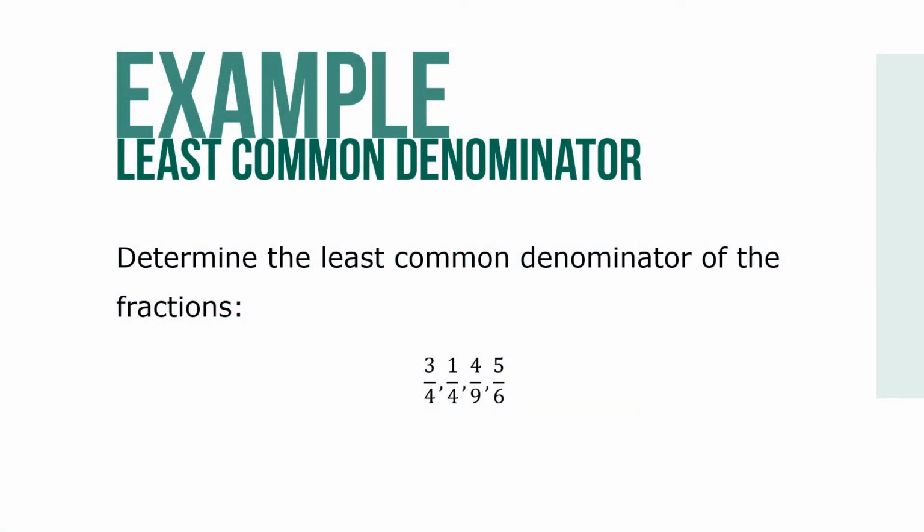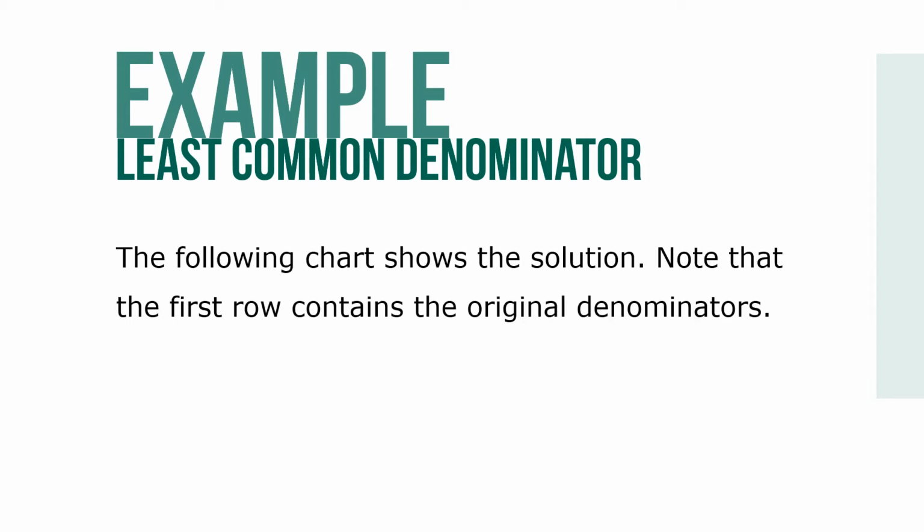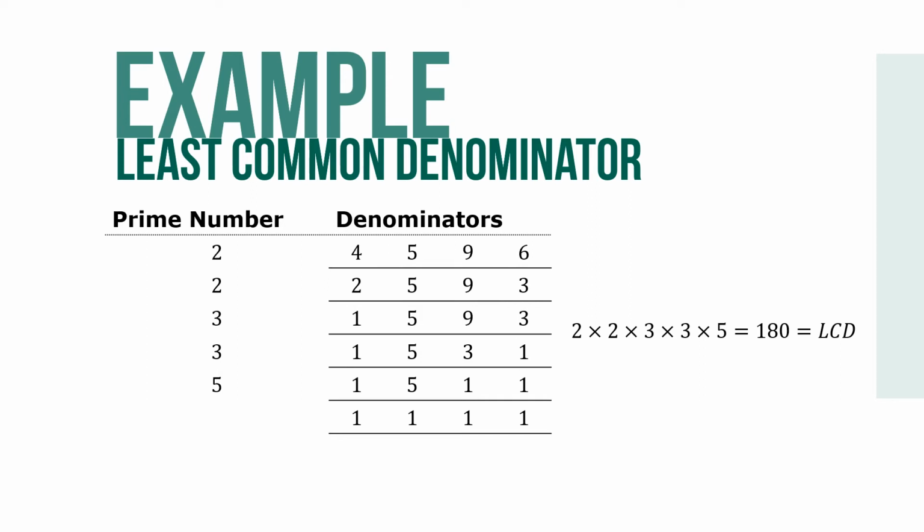Determine the least common denominator of the fractions 3/4, 1/4, 4/9, and 5/6. The following chart shows the solution. Note that the first row contains the original denominators. The first prime number 2 divides evenly into the 4 and the 6. The quotients 2 and 3 are non-divisible numbers. 5 and 9 are brought down to the next row. The same procedure is repeated with the prime numbers 2, 3, 3, and 5. When the bottom row becomes all ones, we multiply the prime numbers to get the LCD 180.